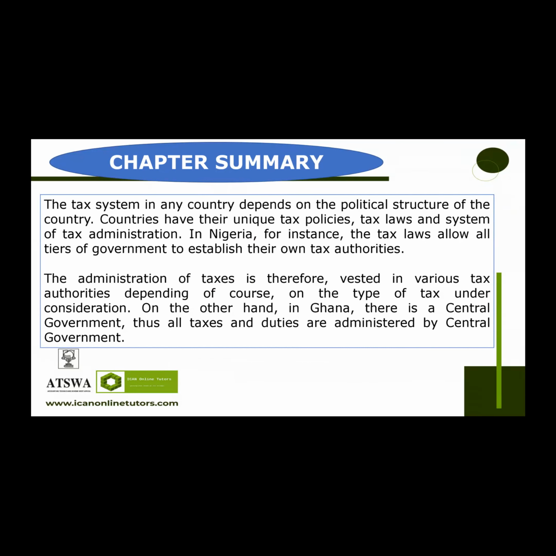In today's class, we have discussed the tax administration in Nigeria, Ghana, and Liberia. The tax system in any country depends on the political structure of the country. Countries have their unique tax policies, tax laws, and system of tax administration. In Nigeria, for instance, the tax laws allow all tiers of government to establish their own tax authorities. The administration of taxes is therefore vested in various tax authorities, depending on the type of tax under consideration. On the other hand, in Ghana and Liberia, there is a central government, thus all taxes and duties are administered by the central government.